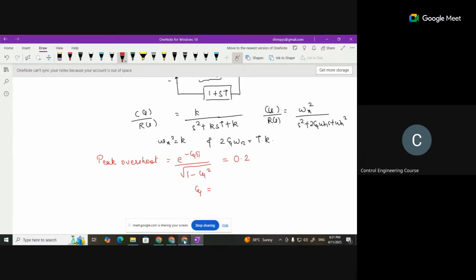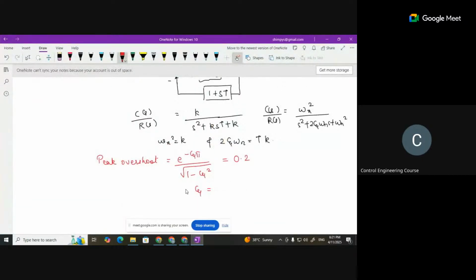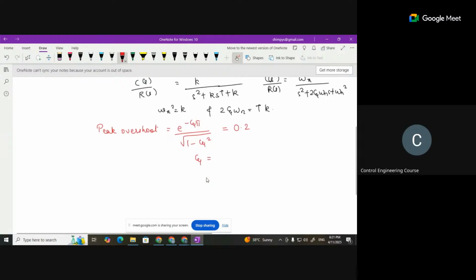Can anyone speak out what is the value of zeta? Yes, it comes out to be 0.46. Anyone getting this? And now the peak time is given to be 2 seconds, right? So the expression for the peak time is pi upon omega n root over 1 minus zeta square.